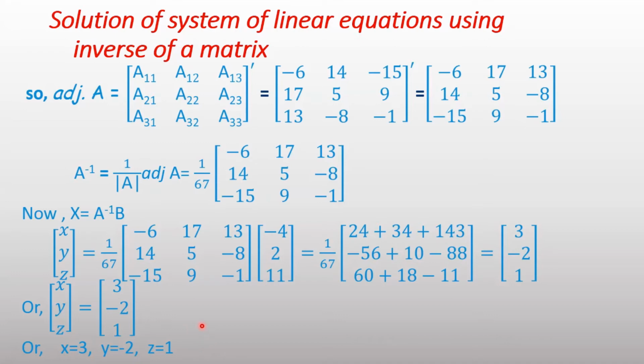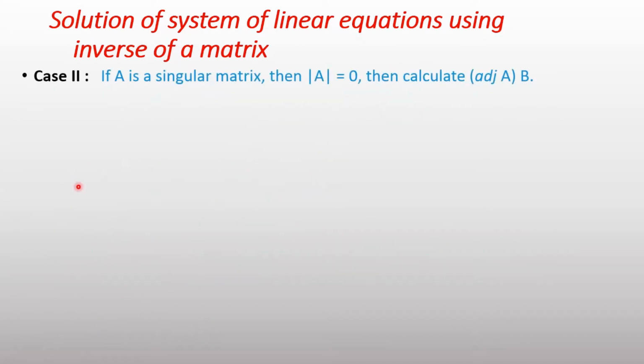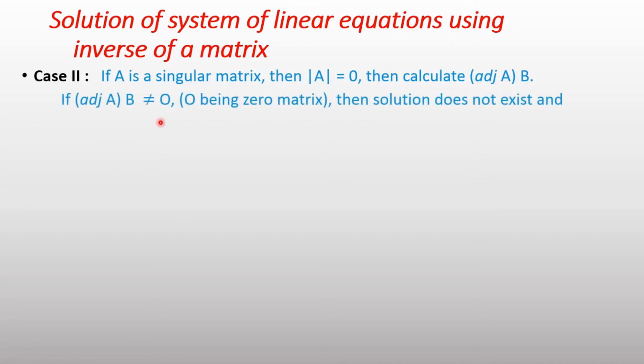Now next case, if matrix A is singular matrix, means determinant of A equal to 0. Then first you calculate adjoint of A into B. If adjoint of A into B is not equal to O, which represents the zero matrix, then solution does not exist, and you can say the system of equations is inconsistent.